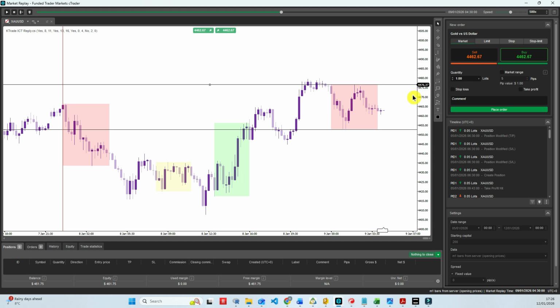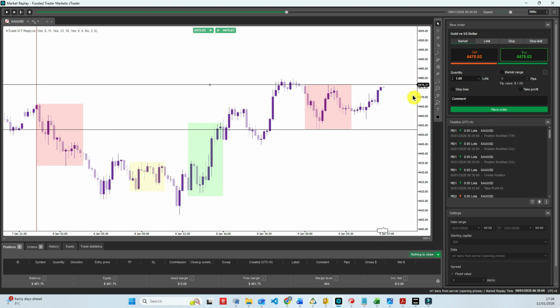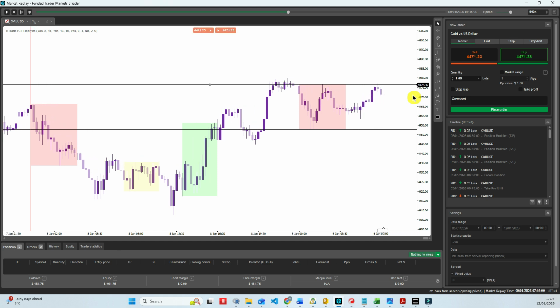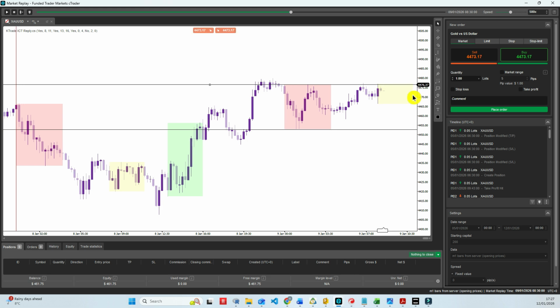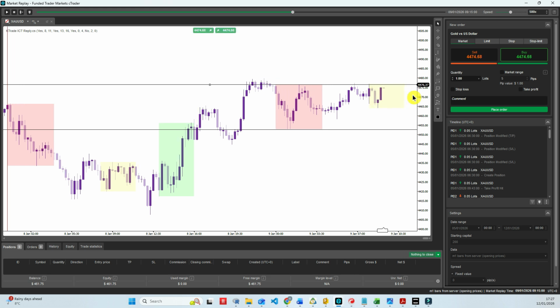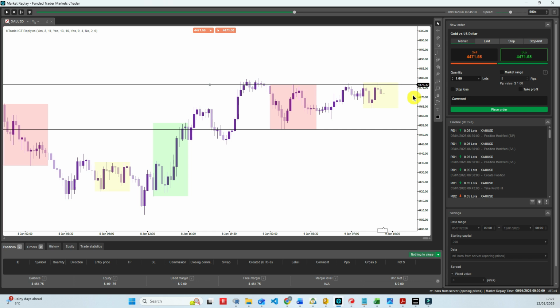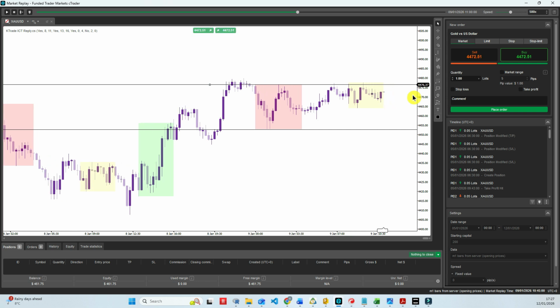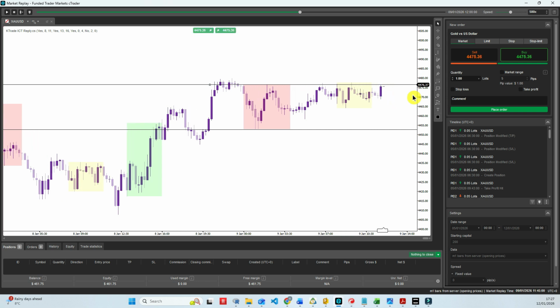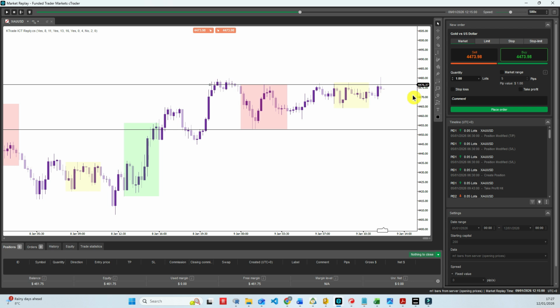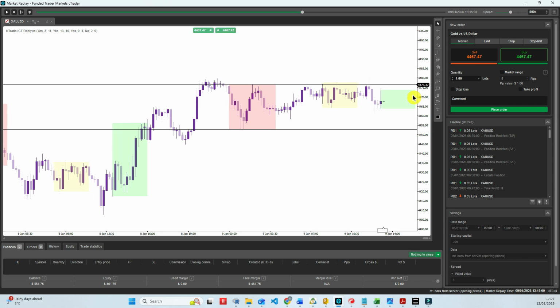Okay, so it tried to break but it was rejected. It tried to break again but it was rejected. Let's see, the third time it tried to break but it was what? It was rejected. Now for the fourth time it tried to break but it was rejected again. So the London session is done. We had no break of the Asia high or low, so our target is the London high or low.